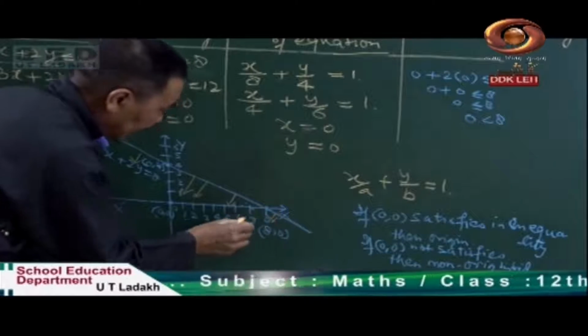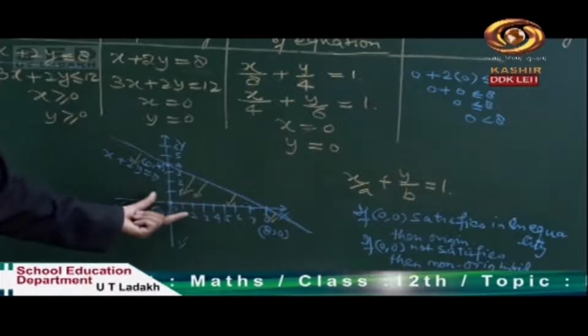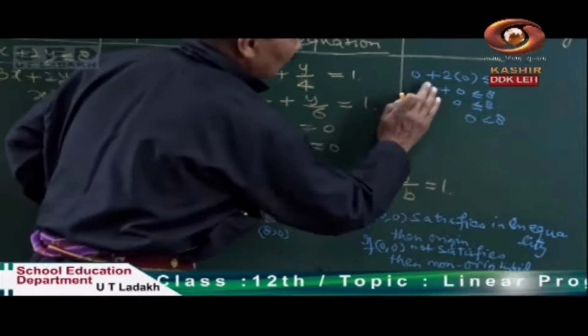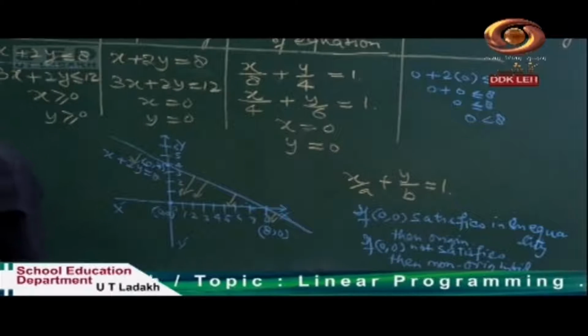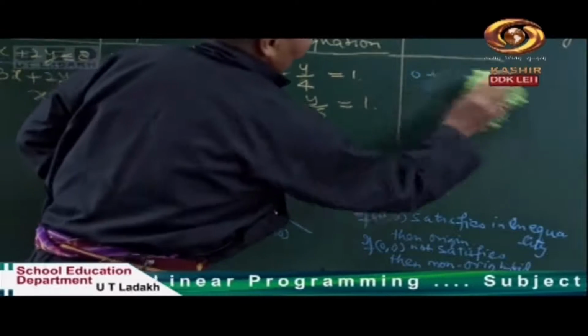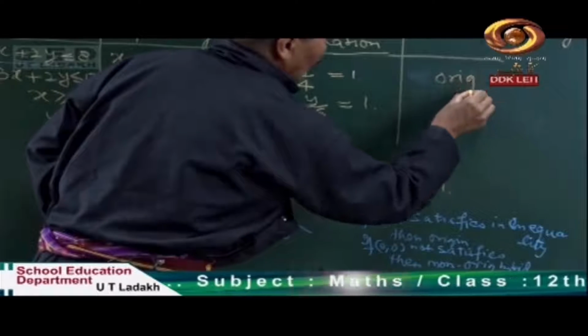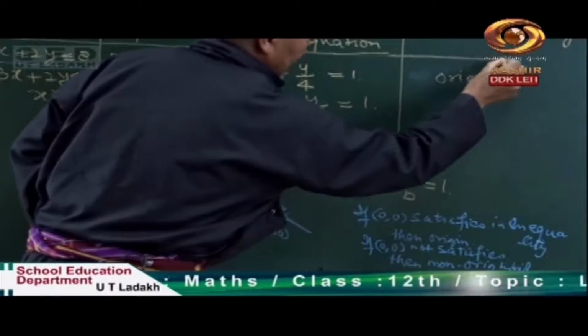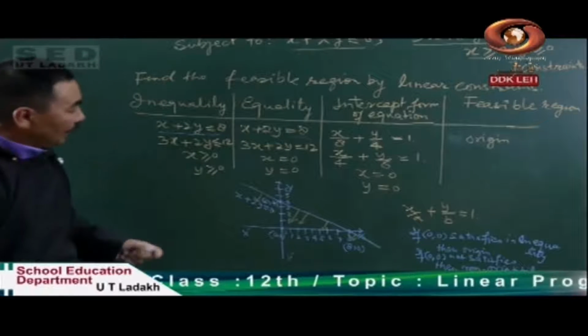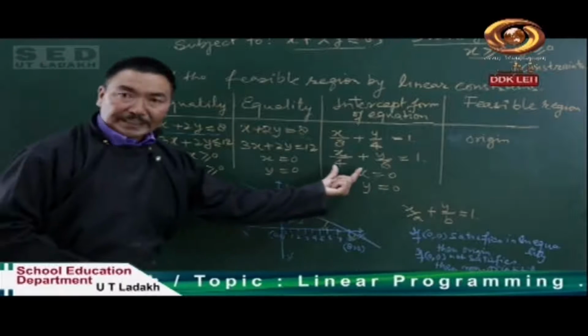We shade towards this side. Okay. So this is the shaded region. The shaded region will be on the origin side. Now we plot the graph of the second line.